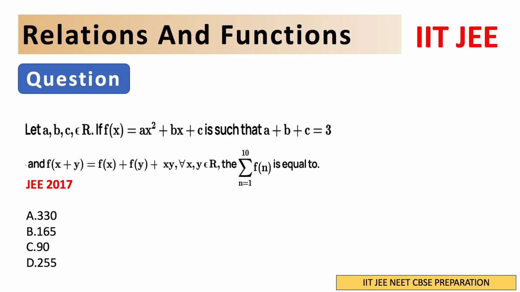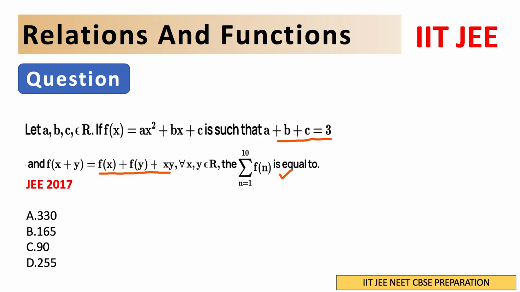Hello friends, in this video we are going to take a look at this question on relations and functions. So let us read the question. It says that a, b, c belong to R and f(x) is equal to ax square plus bx plus c. It is such that a plus b plus c is equal to 3. Then f(x plus y) is equal to f(x) plus f(y) plus xy, where x, y belong to R, and then we have to find out the summation of f(n), n is equal to 1 to 10. So this is what we have to find out.